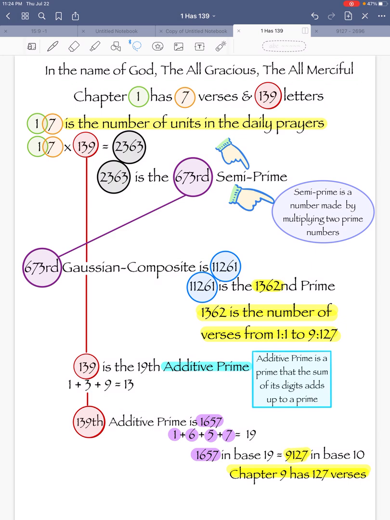Don't forget, God told us that this will increase the faith of the faithful. This mathematics that we are looking at will increase the faith of the faithful. That's God's promise.